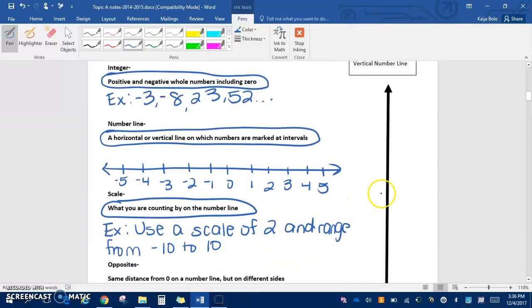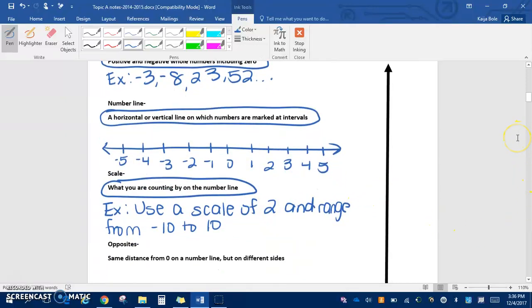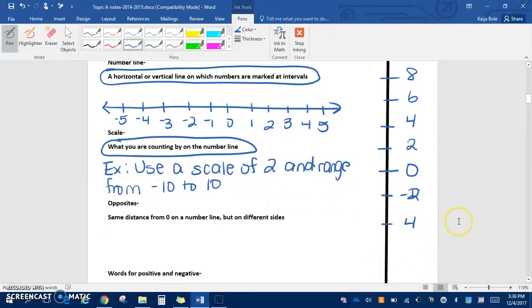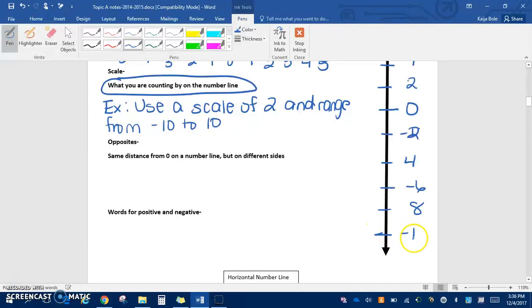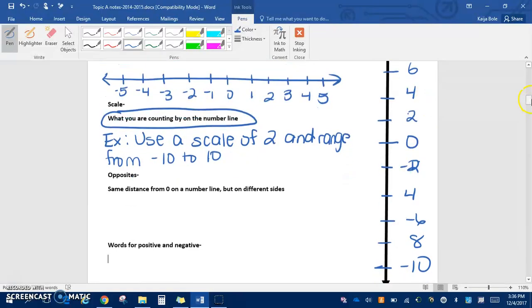On the vertical number line it says use a scale of 2. That means I'm going to count by 2. I'm going to put 0 right in the middle. So we'll have 0, and then going up, we have 2, 4, 6, 8, and 10. They said to stop at 10. And going down, we'd have -2, -4, -6, -8, and then our last one will be -10. So that would be using a scale of 2 on this number line.